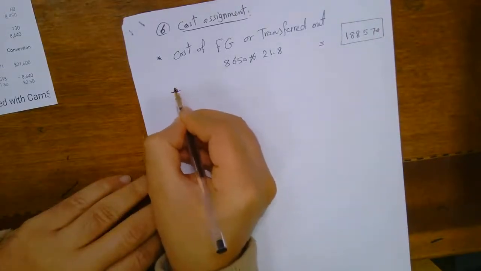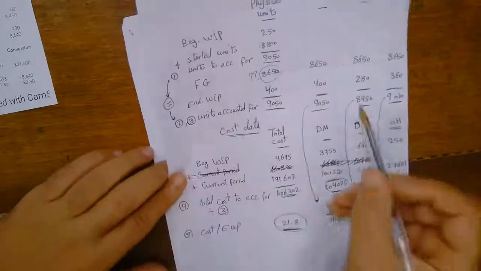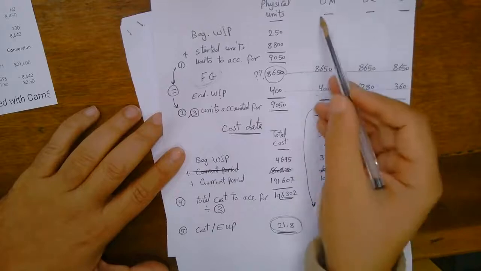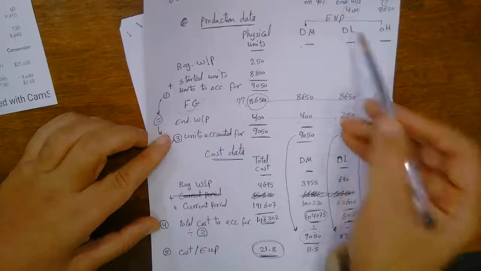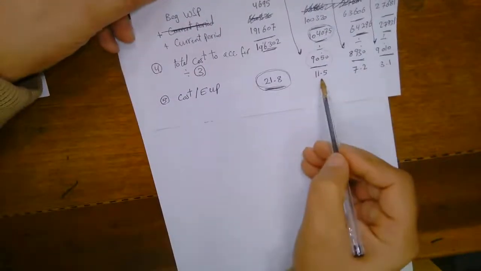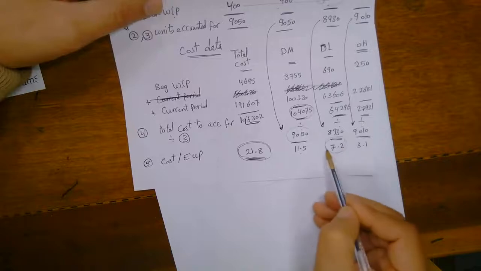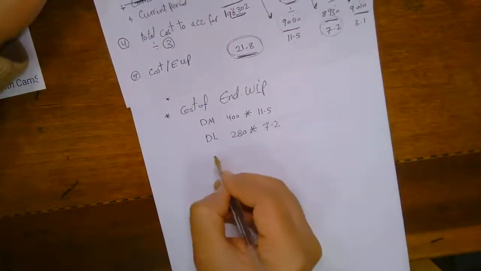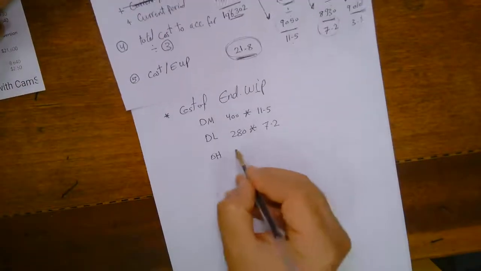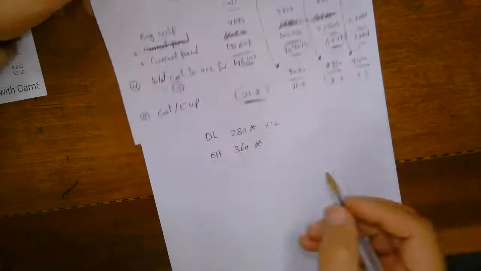Plus the second part, cost of ending work in process. From step 3, we have ending work in process 400 units of direct material, 280 of direct labor, 360 of overhead. Direct material: 400 times the cost per equivalent unit of direct material 11.5. Direct labor: 280 times the cost per equivalent unit of direct labor 7.2. Overhead: we have 360 units times the cost per equivalent unit of overhead 3.1.